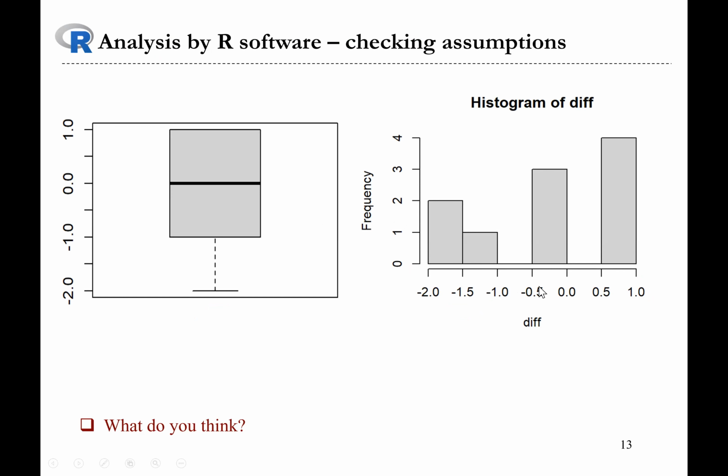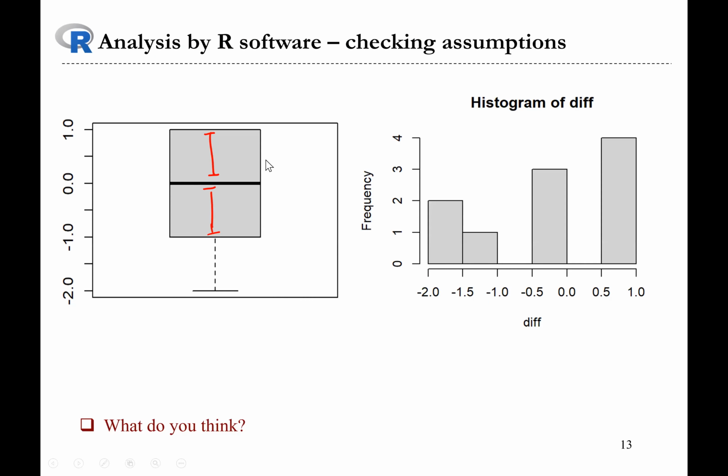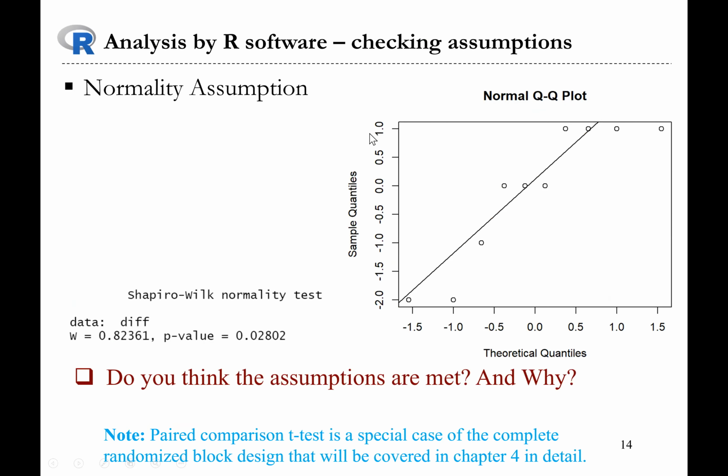Histogram is not good because the sample is small. The box plot looks like normality is satisfied because these lengths equal this length. So it looks like normality is satisfied. But I need to look at the QQ plot. Let's look at the QQ plot. When I look at the QQ plot, keep in mind the graphs are not formal testing. This one looks like normality is satisfied, but let's see.